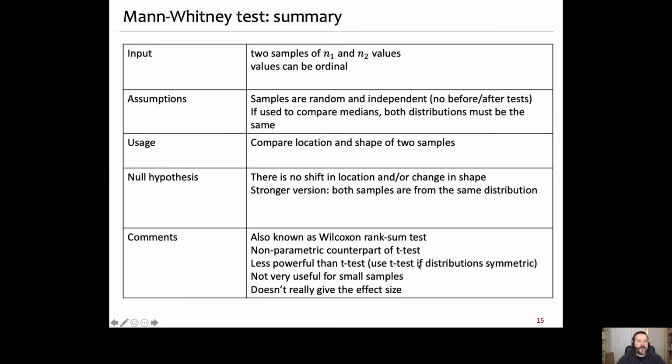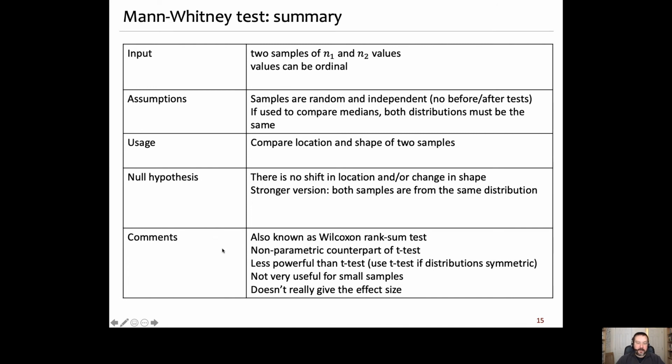This is the summary of the Mann-Whitney test. The input for the test are two samples. Values can be ordinal. Assumptions are that samples are random and independent, which means there is no before and after data. It is used to compare location and shape of two samples. The null hypothesis is that there is no shift in location and/or change in shape of data. The stronger version of the null hypothesis is that both samples come from the same distribution. It is also known as the Wilcoxon rank sum test. This is an alternative name.